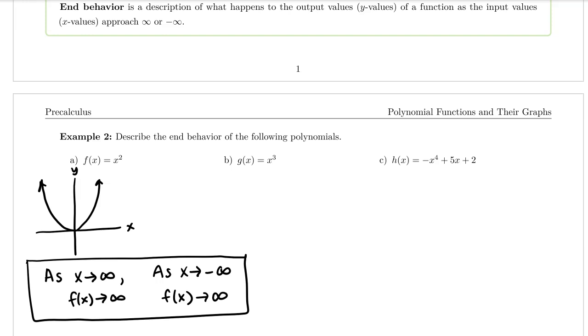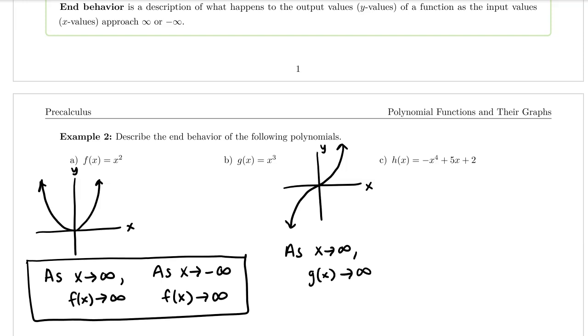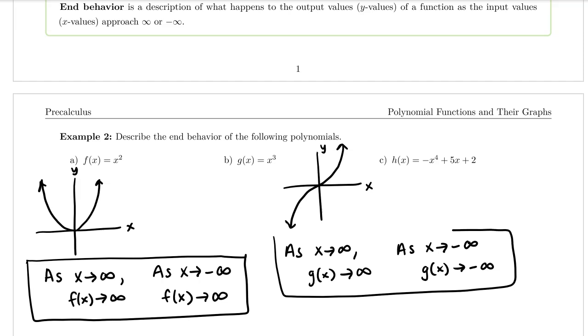Let's move on to part B. If I were to sketch a graph of this function, here's my y-axis, here's my x-axis, and my cubic function is going to look something like that. And for this one, we would say as x approaches infinity, g of x approaches infinity, because if we plug in a really large positive number, our output will be positive. And then we can say as x approaches negative infinity, g of x also approaches negative infinity. So this looks very similar to the one we did on the previous page, and here is our end behavior.